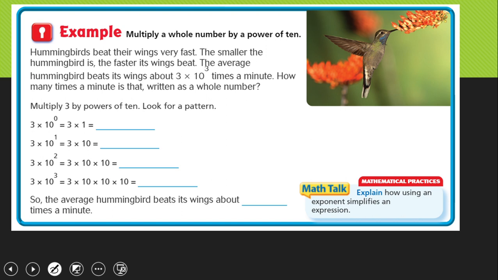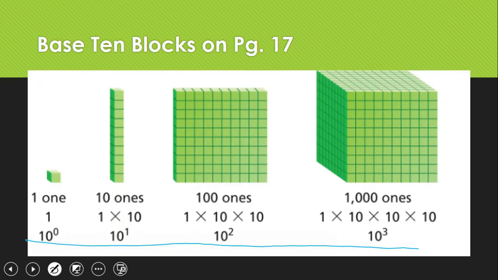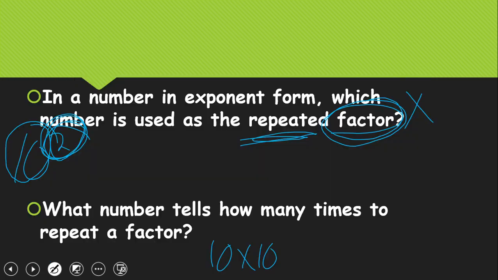All right, so let's go ahead and show this. Multiply 3 by the powers of 10. Look for a pattern. Most key important here is we're looking for a pattern. So 3 times 10 to the 0 power is 3 times 1. And you could see that. I'm going to go back a few slides. Right here, 10 to the 0 power means 10 times 1.